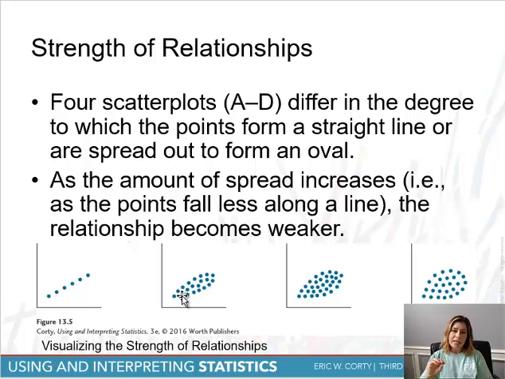So what we have in the second figure here is a compact scatter plot, but not as strong as the line here. And then as it becomes looser and looser, you see the relationship becoming weaker and weaker. And as we'll get into later, the statistical value of that relationship is also going to indicate that it's a weaker relationship as well.